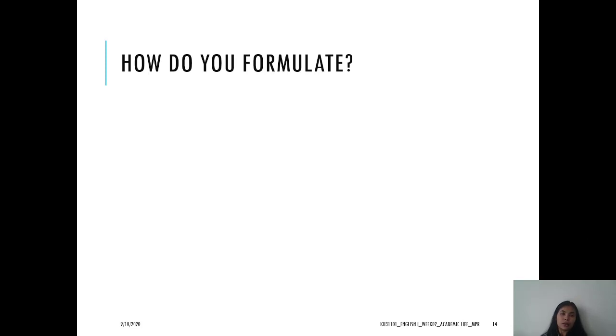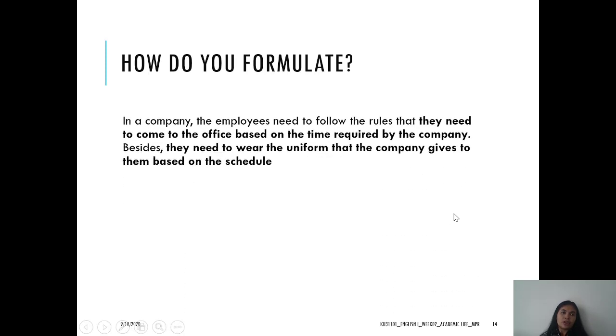Let us have a look at the text again one more time. So, I will read it for you again. In a company, the employees need to follow the rules that they need to come to the office based on the time required by the company. Besides, they need to wear the uniform that the company gives to them based on the schedule. So if you see over here, there are actually two bolded sentences that are identified in this text.